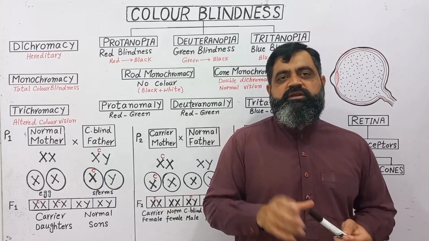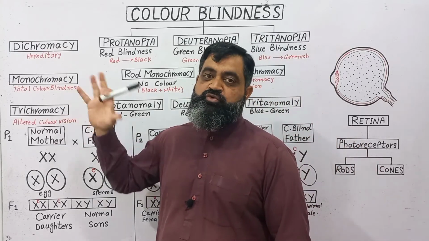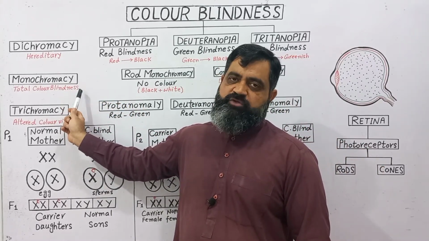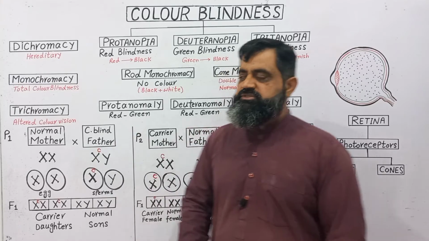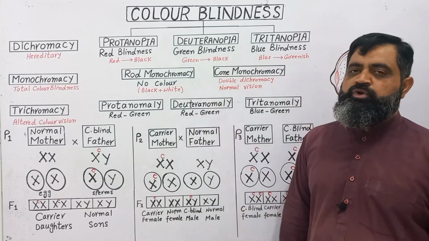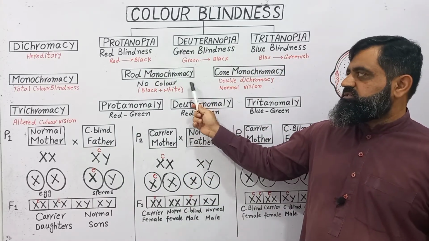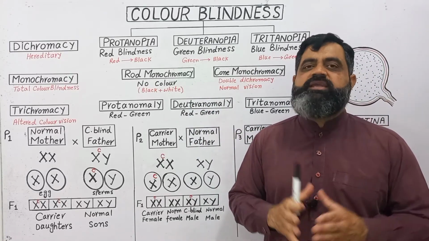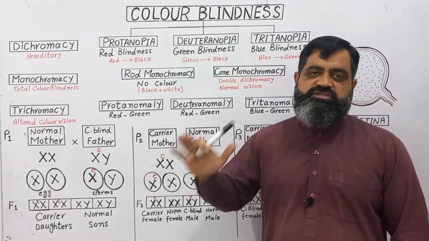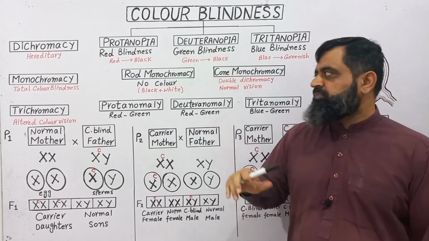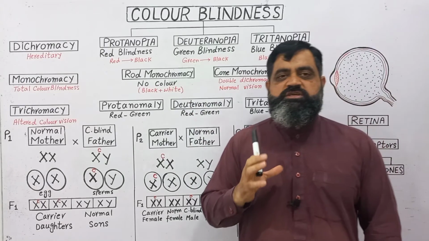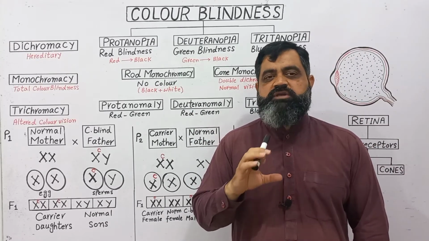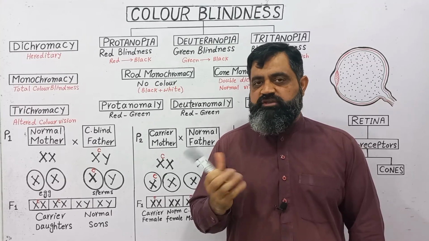The actual color blindness is monochromacy, which is a true blindness. Monochromacy is total color blindness or actual color blindness. It has two types. Number one, rod monochromacy. In this condition, people are unable to visualize any color. There is no colorization in this disease, and a person affected by this type of color blindness sees things as black and white, just like a black and white TV.